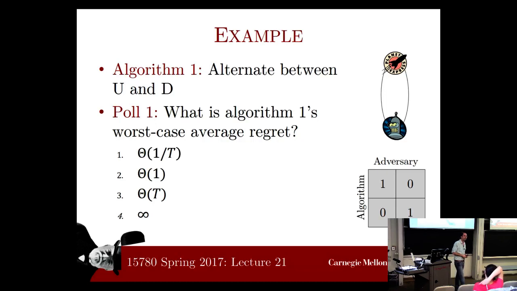And here's my algorithm. I'm just going to alternate between up and down. On day 1 I choose up, on day 2 I choose down, on day 3 up, on day 4 down, and so on. Now, what I'm asking is, what is this algorithm's worst case average regret? Again, average regret is the regret per day: the difference between what the algorithm suffers and the cost of the optimal strategy in hindsight, divided by the number of rounds. And when I say worst case, I mean if the adversary tries to mess with this particular algorithm as much as possible, what is this difference going to be? So that's poll number 1 on Piazza.